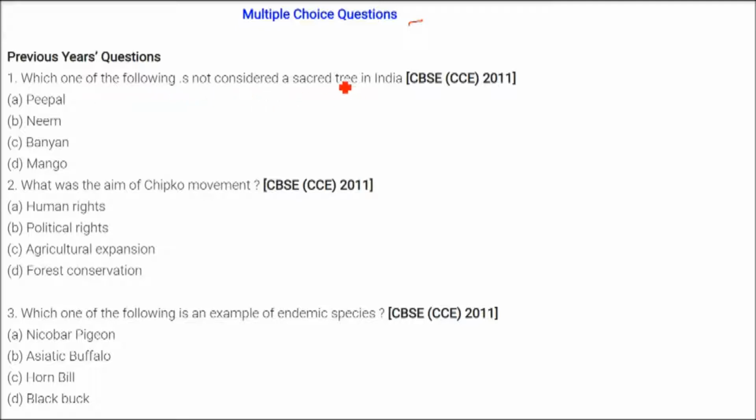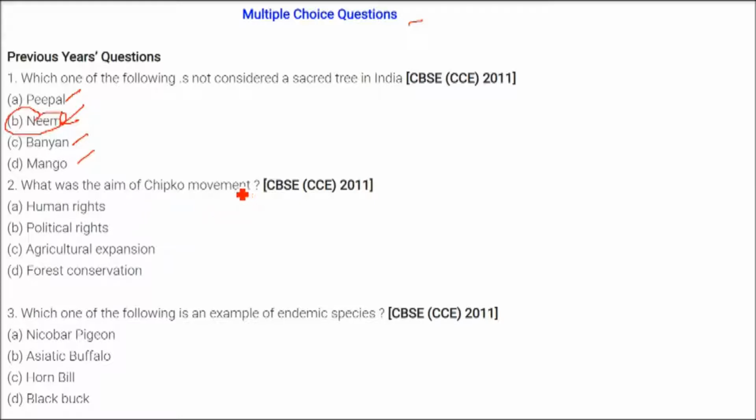Which one of the following is not considered a sacred tree in India? The answer is neem. Because neem can be somewhere in India in any part, it can be a sacred tree. But we have all the ideas and information about peepal, banyan and mango tree being the sacred tree. So we'll go with B.